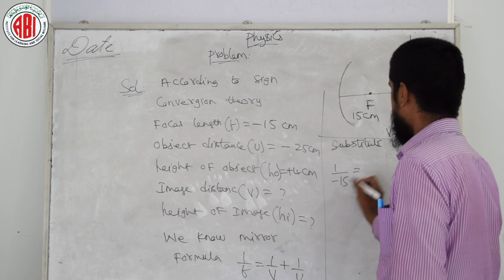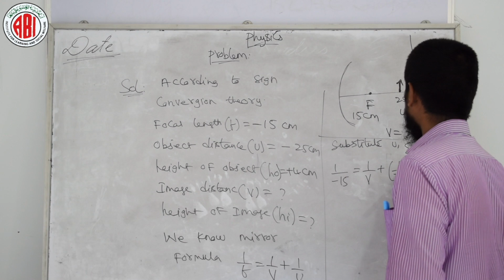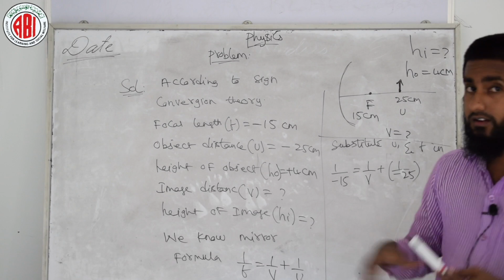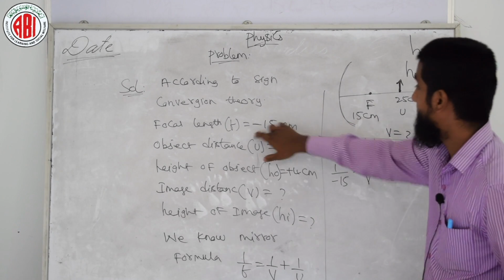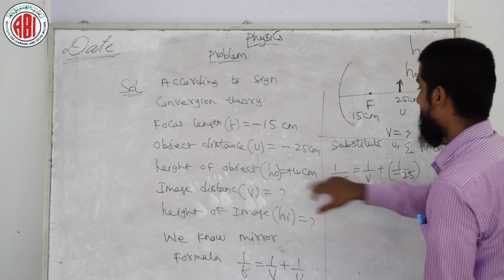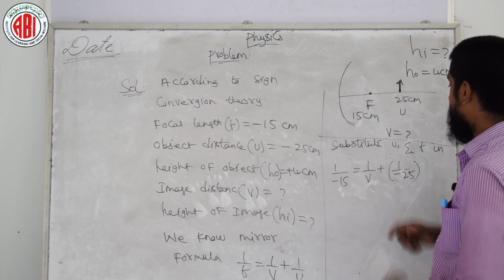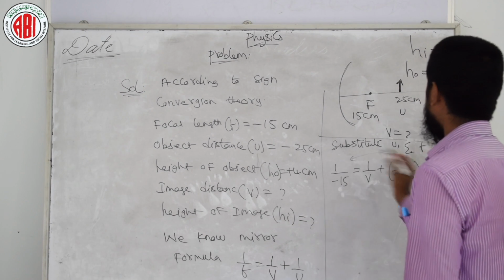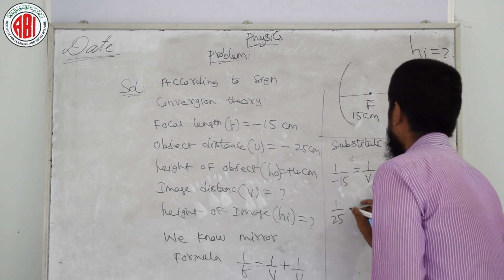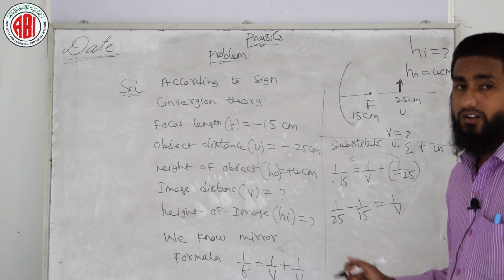Minus 15, you can see, then 1 by v, which we need to find, plus 1 by u, u is nothing but minus 25. Hope you understood this. I am substituting f is equal to minus 15 in place of f. v we don't know, so we keep it as v, plus 1 by u, where u is equal to minus 25. I am placing 1 by minus 25 here. So this becomes plus 1 by 25 minus 1 by 15 is equal to 1 by v. Okay, I am solving this, you can see.